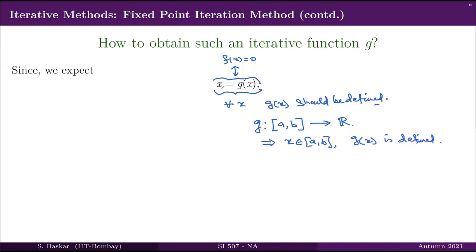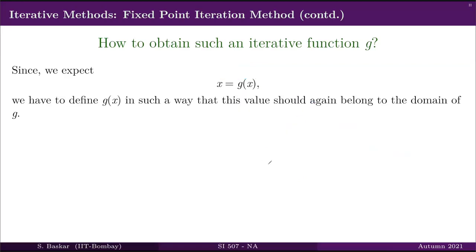And in particular, we want that value to be also finite because we are later going to obtain the terms of our iterative sequence using the value of g at the previous iteration. Therefore, at every iteration xn, g of xn should be finite. Therefore, what we want is that our g should be chosen in such a way that its value should again be in the domain of g. You take g such that g of x also belongs to a b.